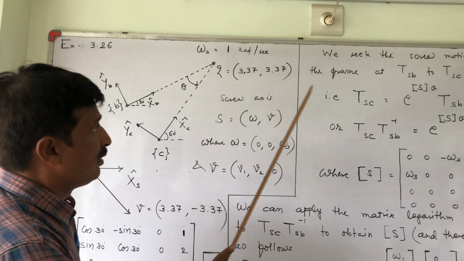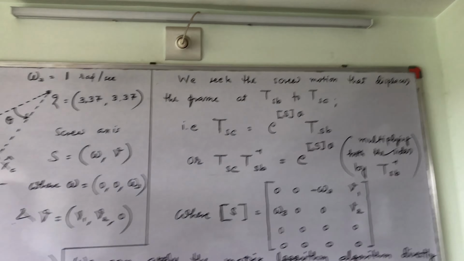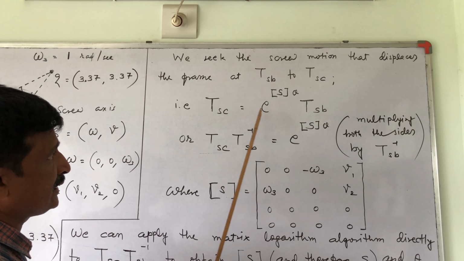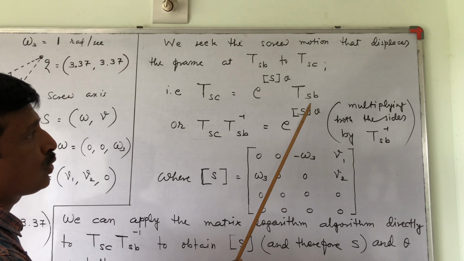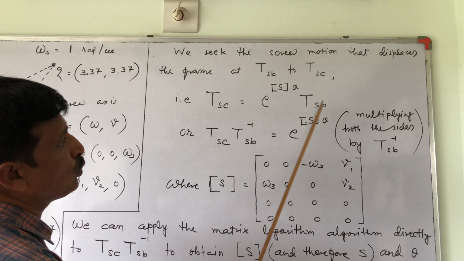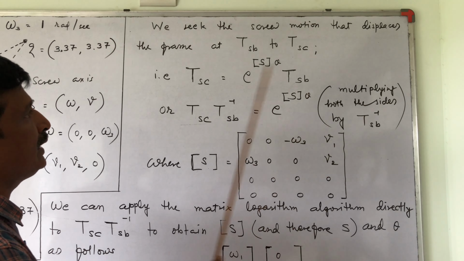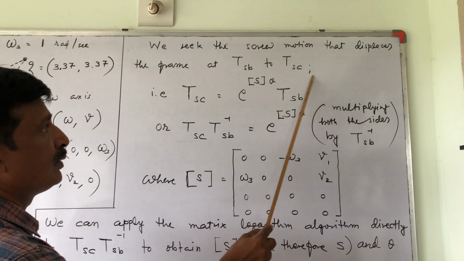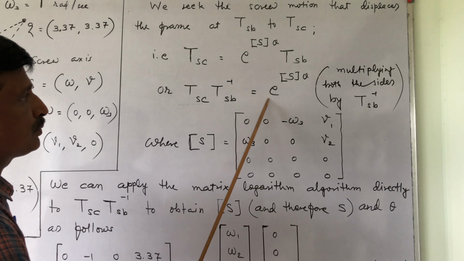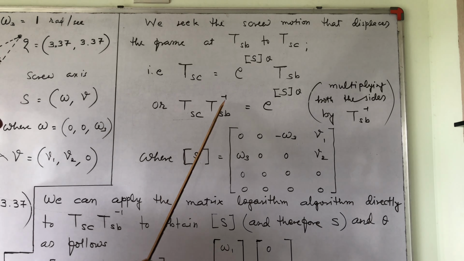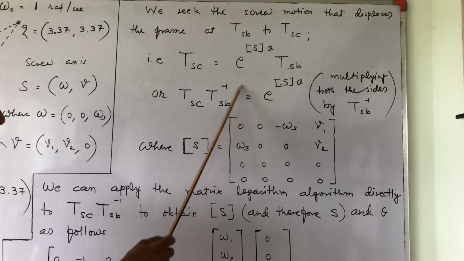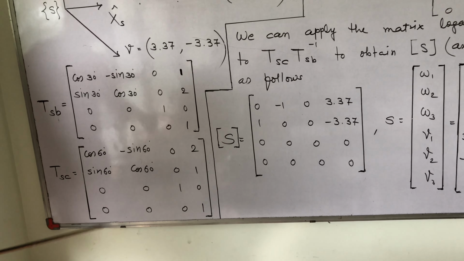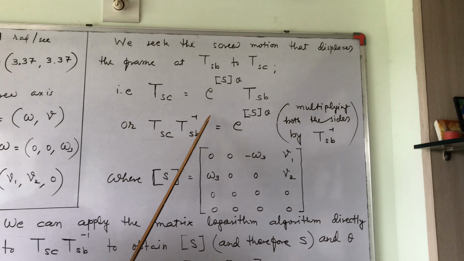We seek the screw motion that displaces the frame at T_SB to T_SC. According to mathematics, T_SC is e raised to [S] theta times T_SB, the rotation to convert the B frame to the C frame. Multiplying both sides by T_SB inverse, T_SC times T_SB inverse equals e raised to [S] theta times T_SB times T_SB inverse, but that is the identity matrix. So the right side becomes e raised to [S] theta. So T_SC times T_SB inverse equals e raised to [S] theta. We have T_SB and T_SC, so we can find T_SB inverse also, and find this directly.